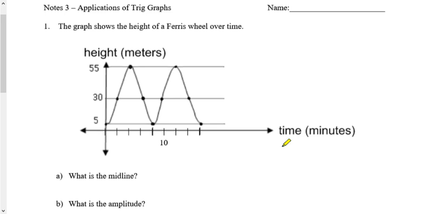So this really has nothing to do with anything real life. The midline is just the sinusoidal axis, or the center of this graph, which we can see is y equals 30, or since we're dealing with h, let's call it h equals 30 meters.